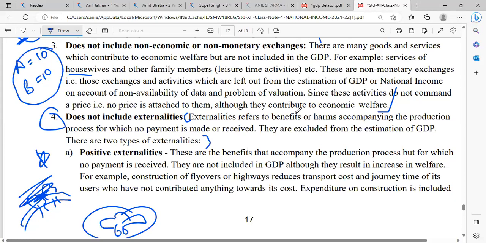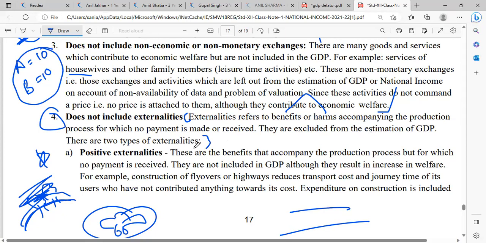Right? So these are basically the externalities. These can be a benefit or a harm. See, building the flyover is a benefit, right? But you are using the flyover. Are you paying for every flyover? Are you paying something? No. For example, roads. You are using the roads. Are you paying something? No, ma'am. Right? So externalities can be benefit as well as harm in the production process. But over here, no payment is made or received. So when they are harming, they are not paying anything. When they are doing a good thing, they are not getting any payment. So this is the thing, right? And they are not included in the estimation of GDP.